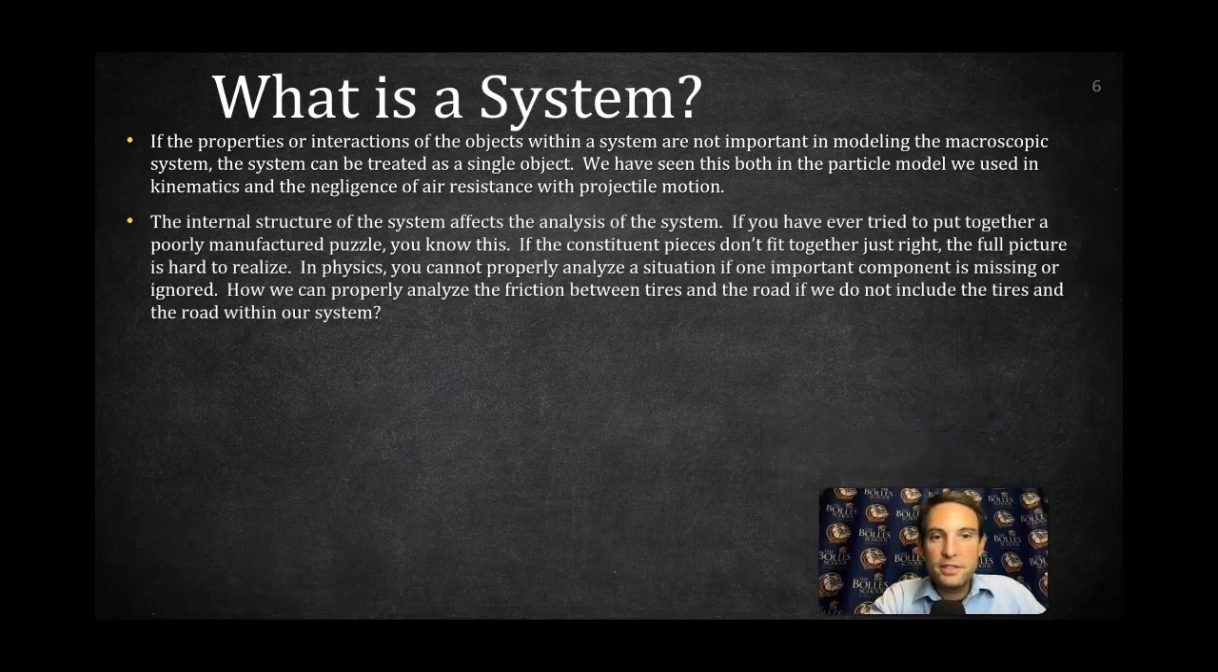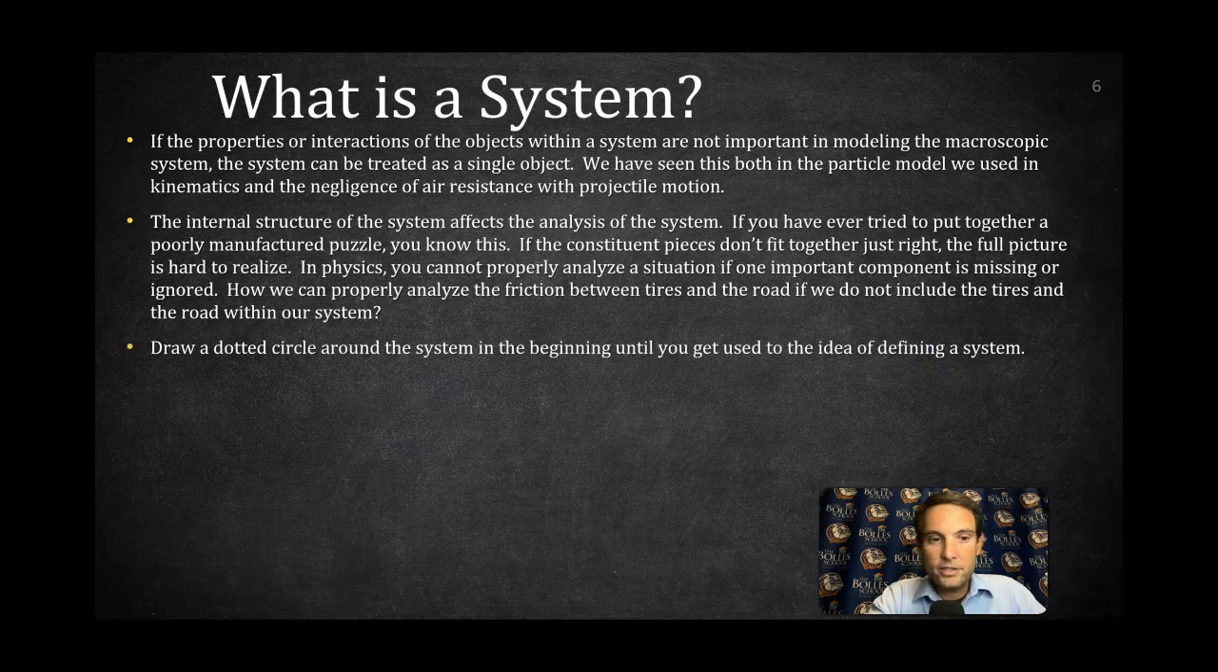The internal structure of the system affects the analysis of the system. If you've ever tried to put together a poorly manufactured puzzle, you know all about this. If the little pieces don't fit together just right, the full picture is hard to see. In physics, you can't properly analyze a situation if one important component is missing or ignored. How can we properly analyze the friction between tires on the road if we're not including the tires and the road in our system?